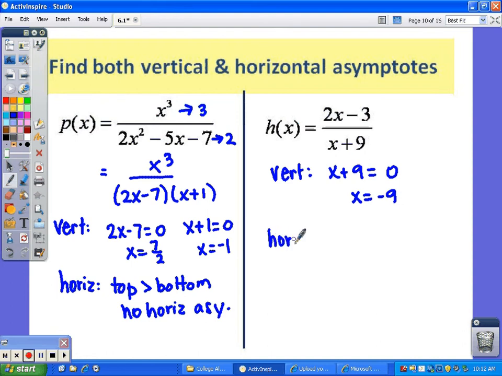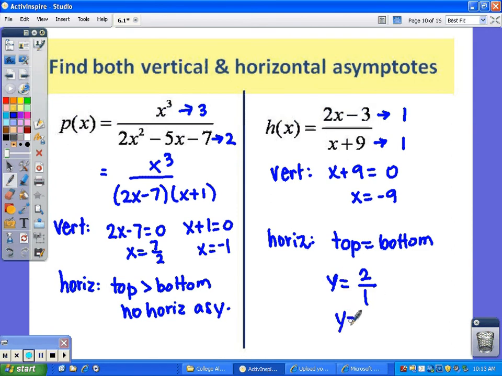Horizontal asymptote, the degree of the top is 1, the degree of the bottom is 1, so that means our horizontal asymptote is going to be the fraction of our leading coefficients. So on top it's a 2, on bottom it's a 1, so we can simplify that to be 2 over 1.